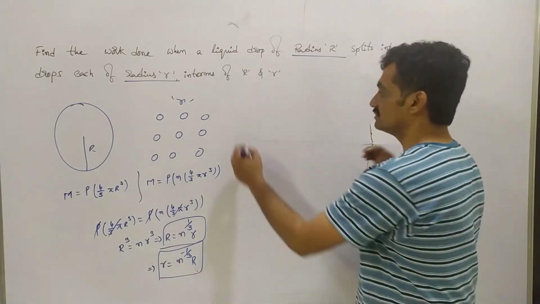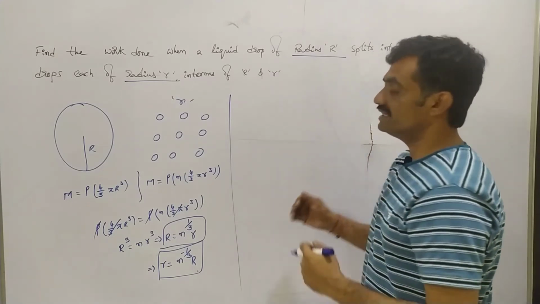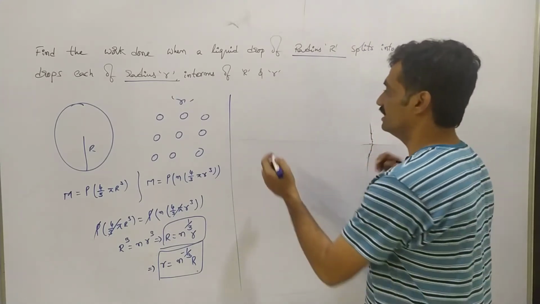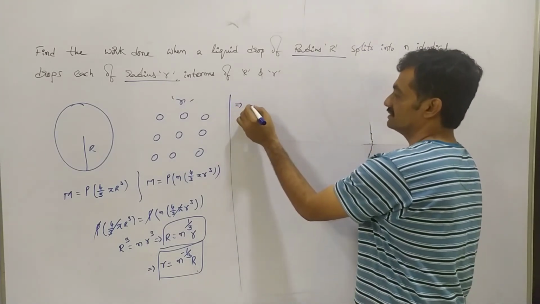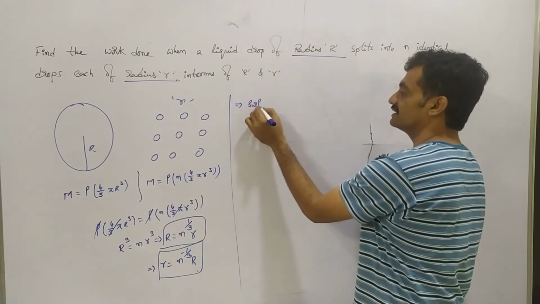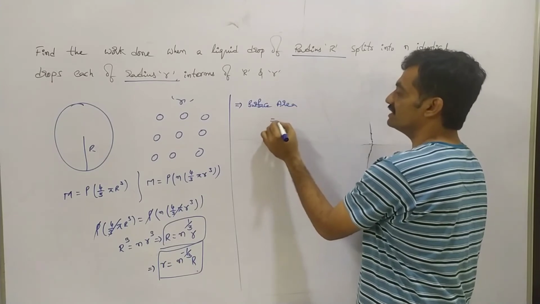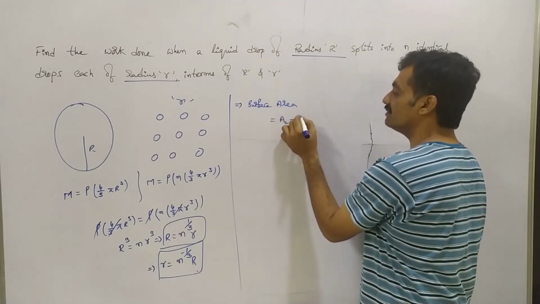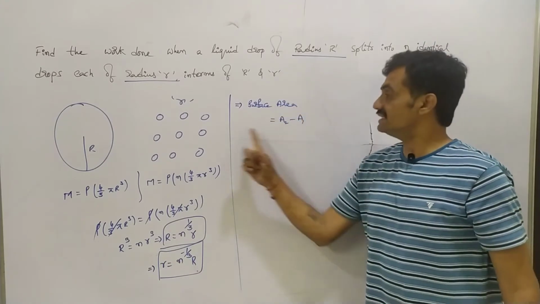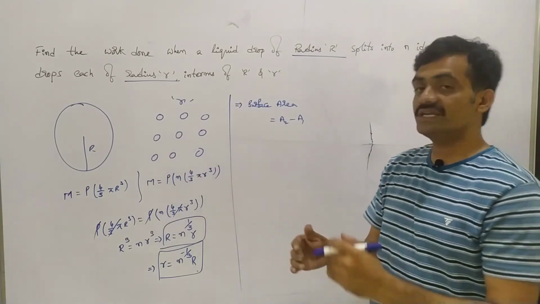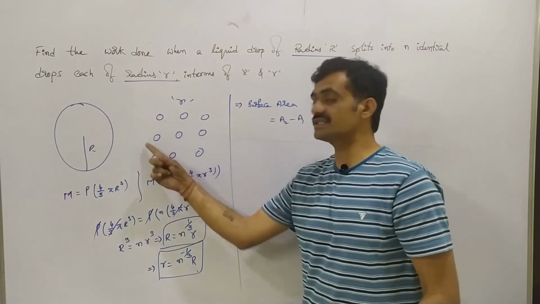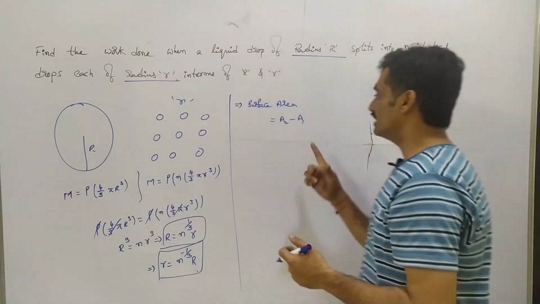Now let us represent the change in surface area, which is equal to final area minus initial area. Since the drop has been split, energy has to be supplied to this system so that it may split.